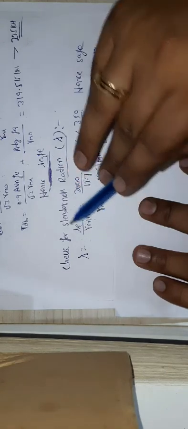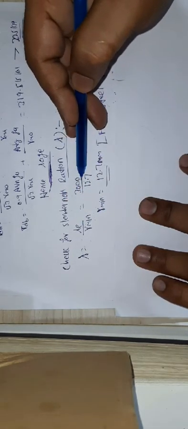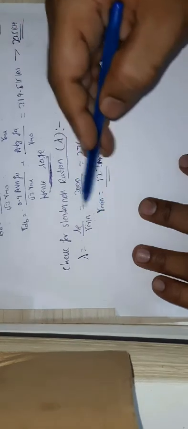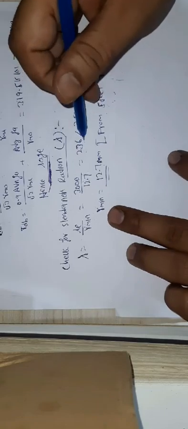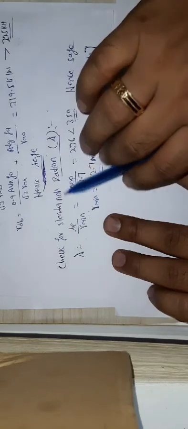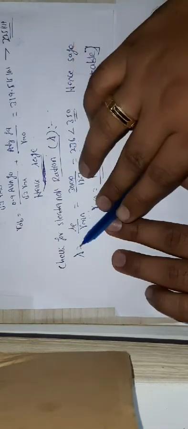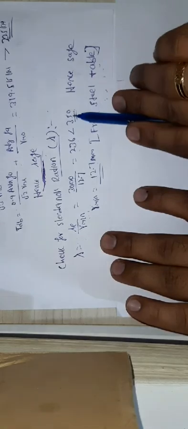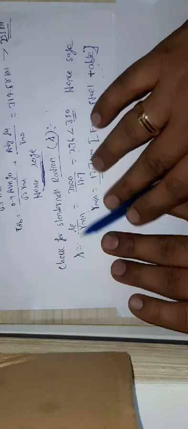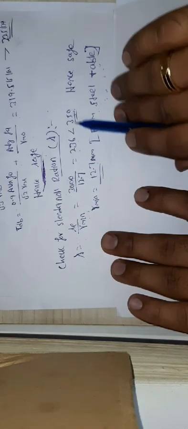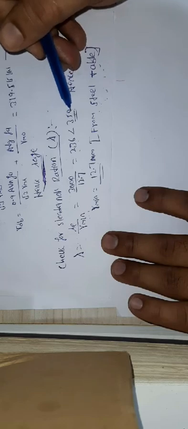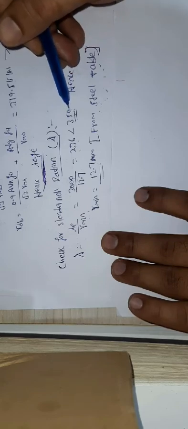Lambda is effective length. Effective length is given as 3 meters, which means 3000 mm, divided by 12.7 mm, which is r minimum. So I got lambda as 236, so it is lesser than 350. Please remember, for the reversal of stresses due to the wind load, whatever the lambda is, it should be lesser than 350. In this problem, I got lambda equals 236, so hence it is safe. Please remember, lambda should be lesser than 350 for reversal of stresses due to the wind.